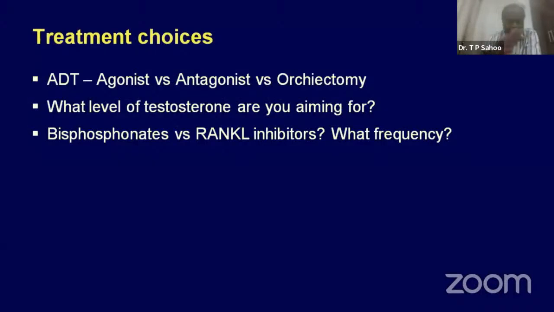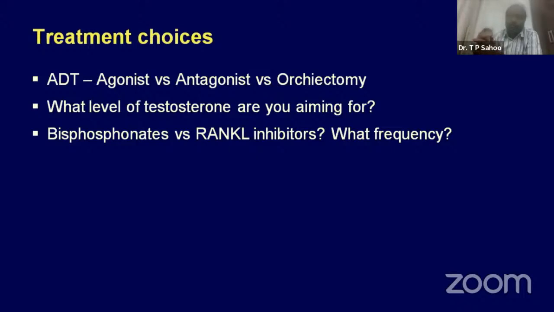So now we have covered the first point, agonist versus antagonist versus orchidectomy. I'll skip there. Now let's come down to the second. Praveen, what is your level of testosterone if the patient is on medical orchidectomy? The lower the better. Earlier we used to say less than 50, but ideally it should be less than 20, sir.